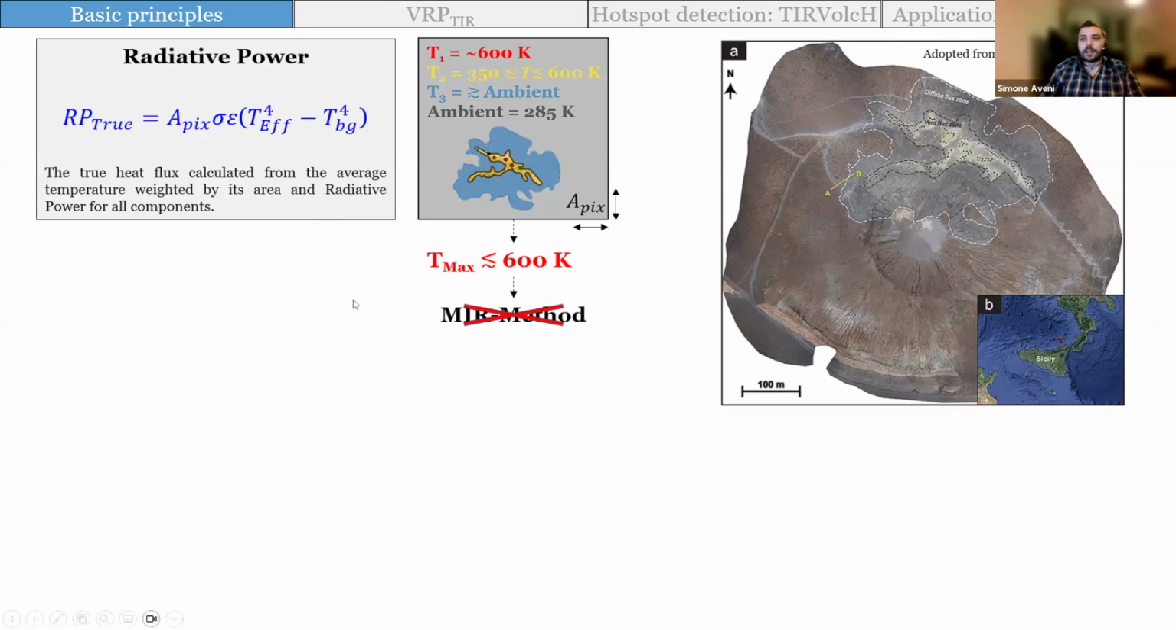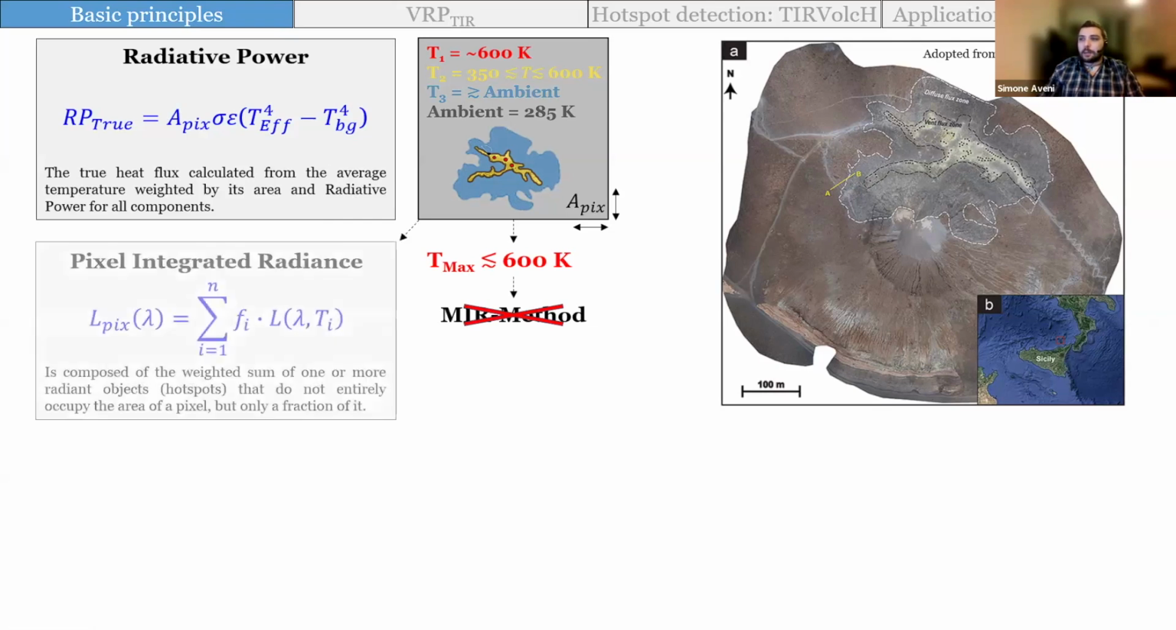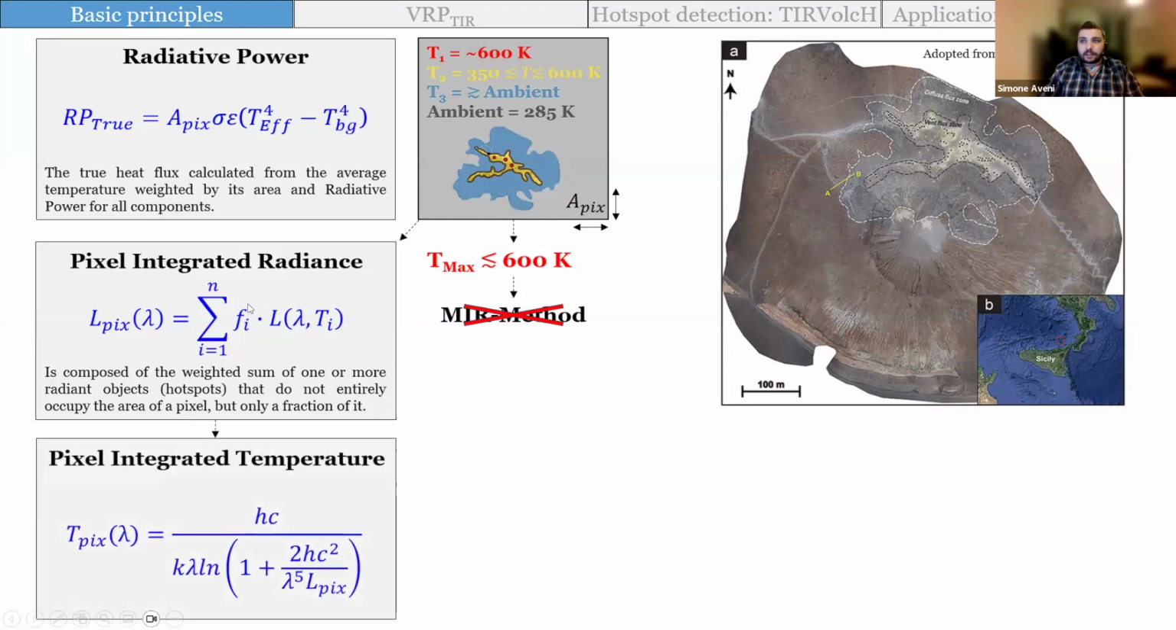So what has been done so far to measure these thermal emissions? Researchers were left with this only alternative. We know that we have this pixel integrated radiance, which is the weighted sum of all components. And we can invoke the inverse of the Planck function to convert this pixel integrated radiance into pixel integrated temperature. So if we do assume that the thermal anomaly, in this case, occupies the whole pixel and is held at constant temperature, we end up with a pixel integrated temperature that equals that of the thermal anomaly.